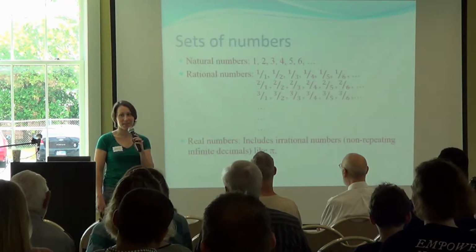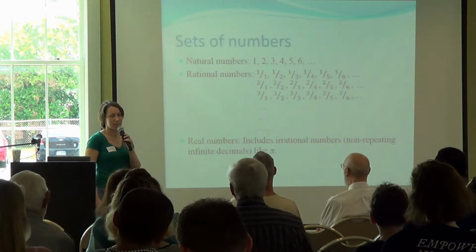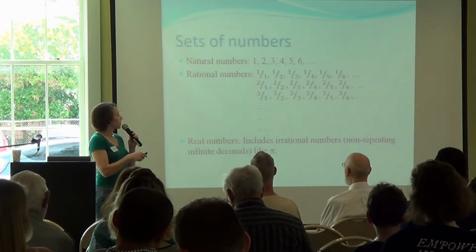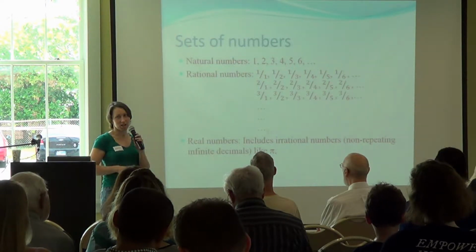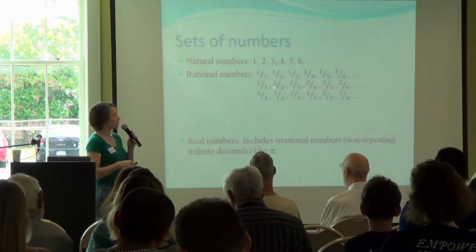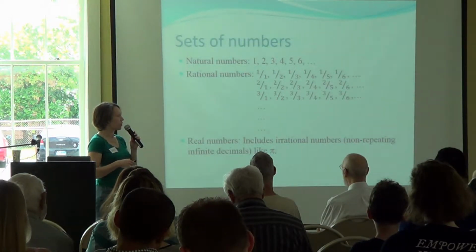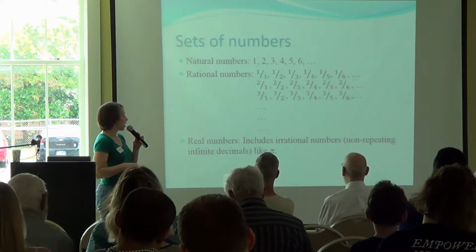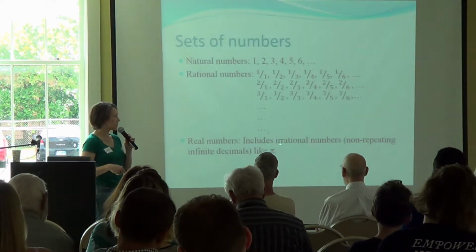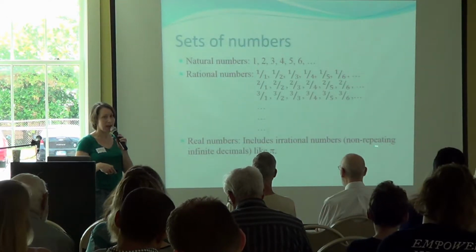So when we're talking about sizes of infinity, we need to talk about sets of numbers. So there's the natural numbers. These are our counting numbers, 1, 2, 3, 4, 5, etc. We have the rational numbers that can be written as a fraction. They have an integer in the numerator and an integer in the denominator. Then we have our real numbers. That also includes irrational numbers, which are non-repeating infinite decimals like pi.